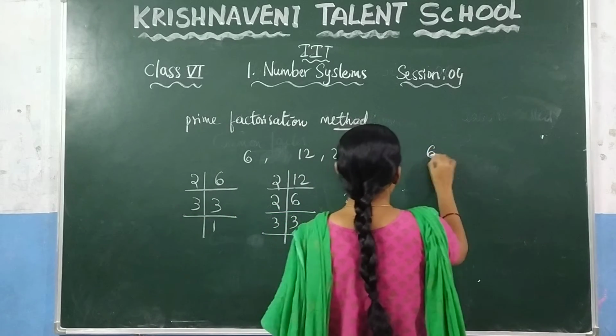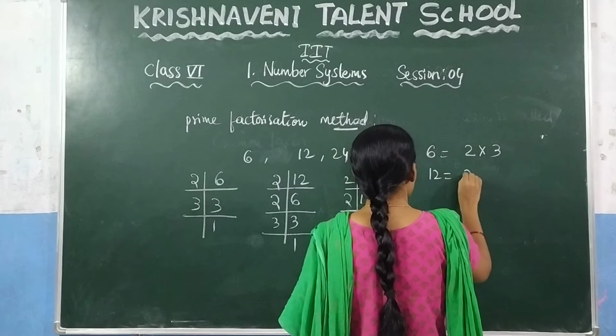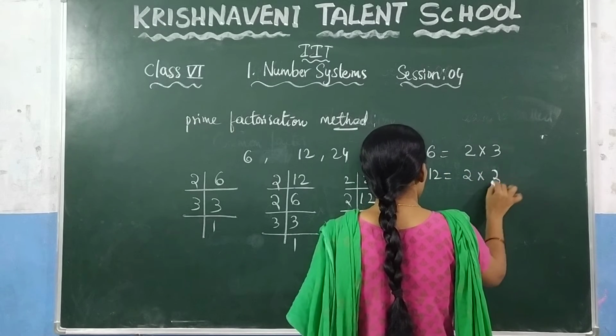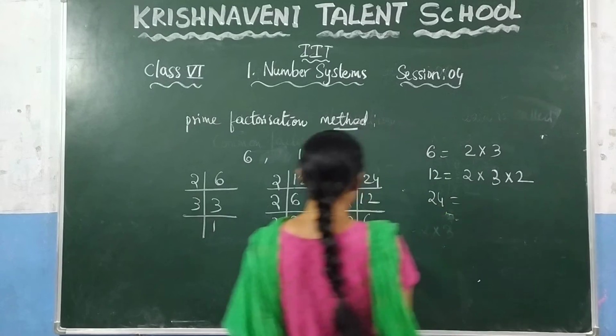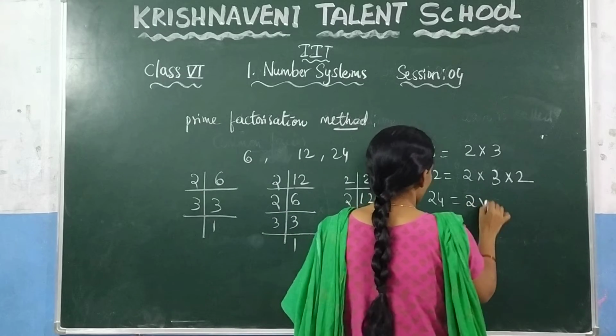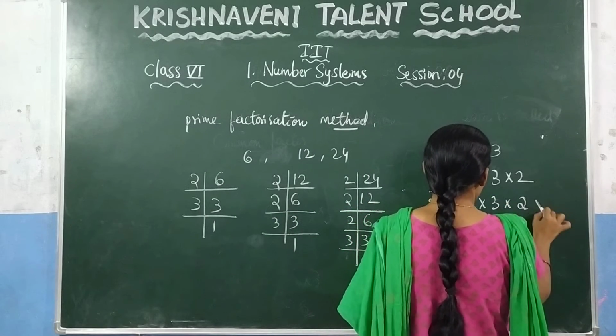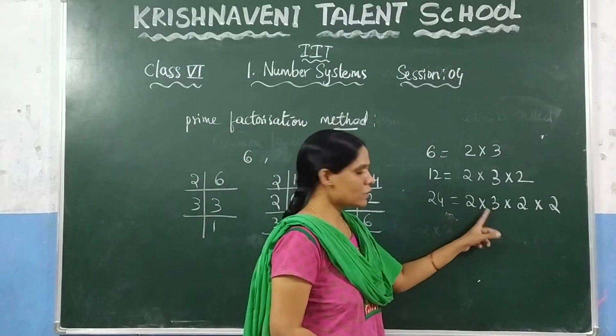Now write it here. How can you write 6? You can write it as 2 into 3, and similarly 12 you can write as 2 into 3 into 2, and after that 24 we can write as 2 into 2 into 2 into 3. So write it here, 2 into 2 into 2 into 3. We have written 2 three times and 3 one time.